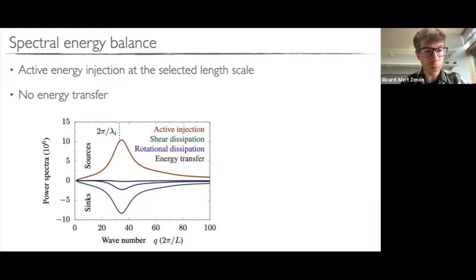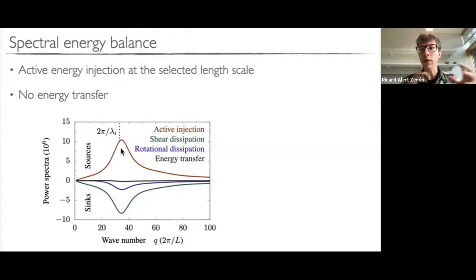And so here's where most of the energy is being injected, but there's energy being injected at all different scales. Now, the interesting thing is what happens if we now compute the dissipation spectra. There are two sources of dissipation. There's shear dissipation, as in any viscous fluid, and then there's rotational dissipation associated to changes in the axis of alignment. And when we add these two spectra up, they exactly compensate the energy injection spectrum at each Fourier mode separately, at each length scale separately, okay?